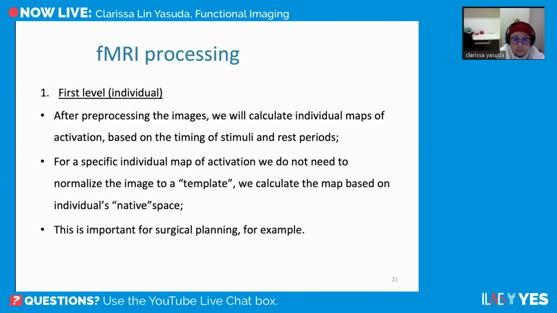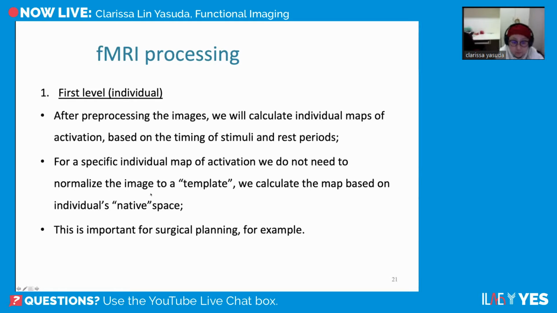So we imagine you have a subject, so we scanned it, it was a good imaging, we had the pre-processing, and now we go to the processing. What is this step? So we have the first level, or the individual. So we have the pre-processing, and then we now want to calculate the individual maps of activation based on the timing of the stimuli and the rest. Remember, we have to separate, and then we will extract the BOLD signal from the periods of stimuli from the rest periods. So there are some issues that we have to take into account.